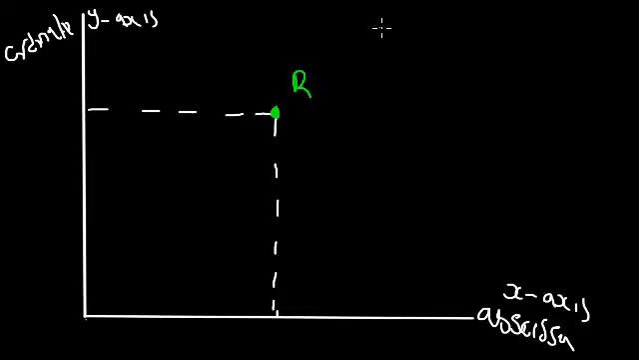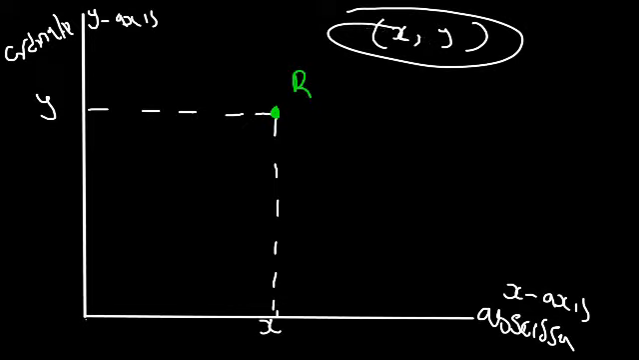Coordinate values are expressed in the form (x, y). That is, the x value along the x-axis will come first, followed by the value along the y-axis. And everything will be enclosed within parentheses. So therefore, if this is y and this is x, then the position of object R will simply be (x, y). And that's how it works. Hopefully you got that. And that is the basic idea behind coordinate geometry.